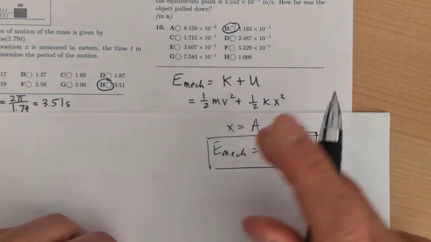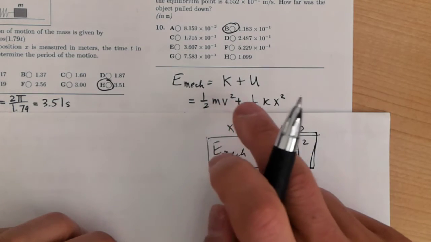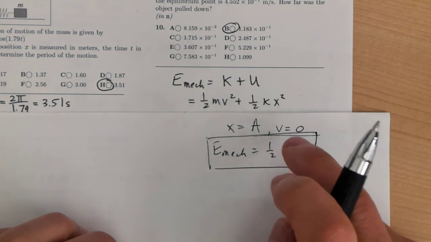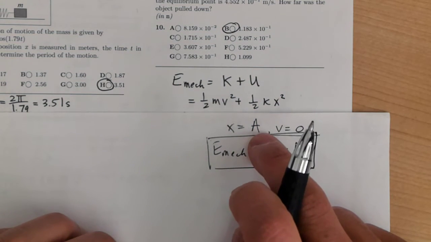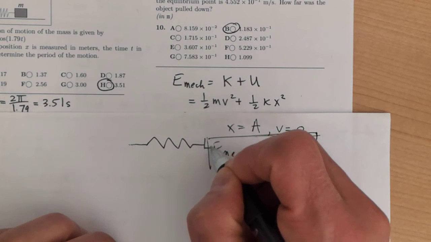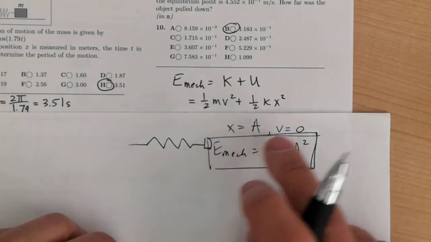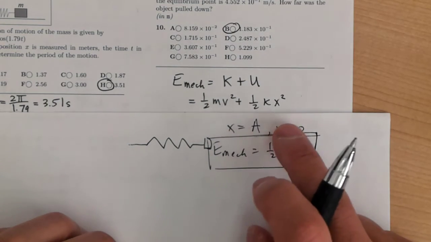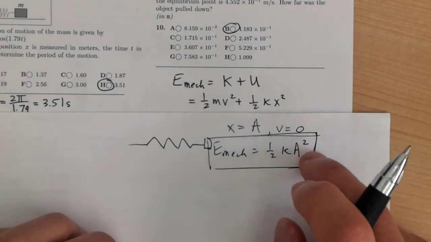It's not on your equation sheet, but you can just get that from the fact that mechanical energy is 1/2 mv squared plus 1/2 kx squared. And then when x is equal to a, v is equal to 0, it's stretched as much as it can stretch, and the speed is equal to 0. And so the mechanical energy is 1/2 k x maximum squared, which is a squared.